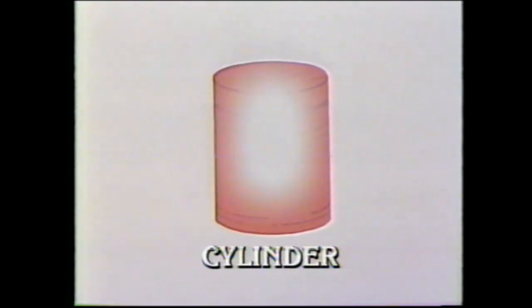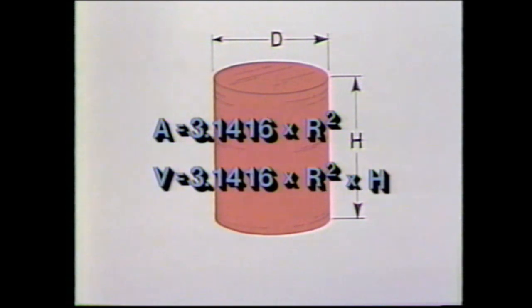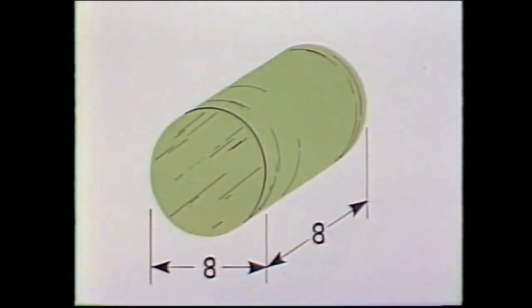Next, we'll consider the volume of a cylinder, a solid form having circular ends and parallel sides. First, we find the area of one of the circular ends by using the formula pi times the radius squared. We then multiply that product by the height of the cylinder. Suppose we need to know the volume of an 8-inch long section of aluminum rod with a diameter of 8 inches.